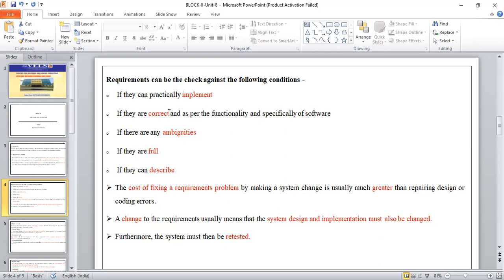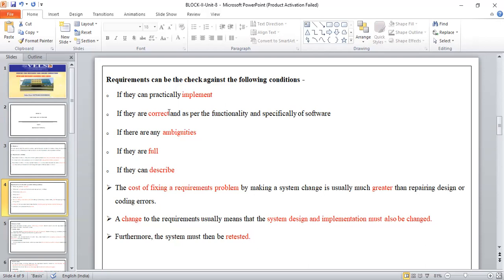And they should be describable; the requirement should be able to be described. Other than this, they should be practically implementable. And then we check whether they are correct as per the functionality and specification of the software, that is, according to the software, whether it is correct or not. And then we are going to check whether it is without any ambiguities.